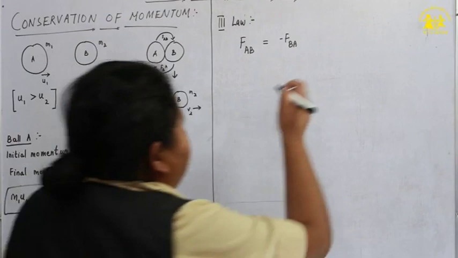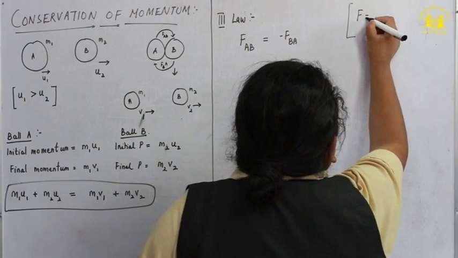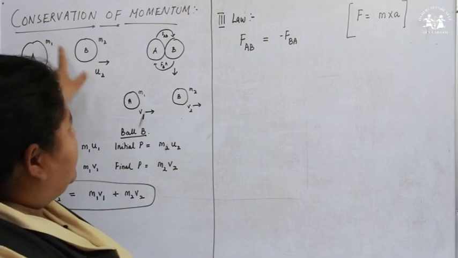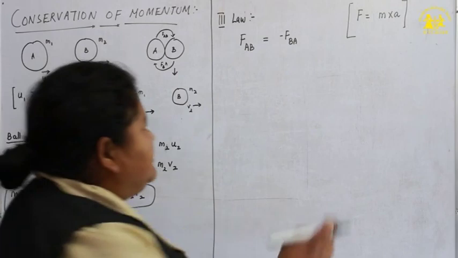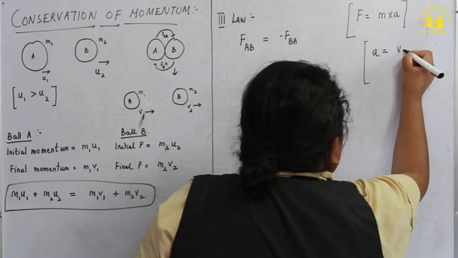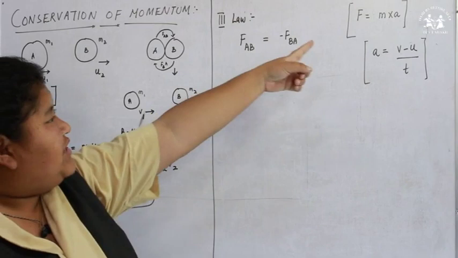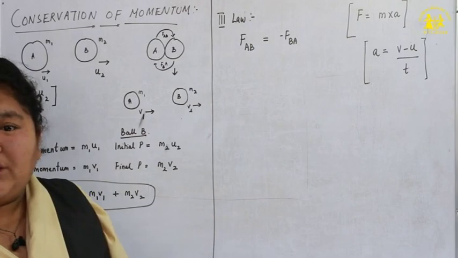Now that we know Newton's second law of motion, we derived an expression F is equal to M into A. But then we can find the acceleration, right? Acceleration is given by the formula V minus U divided by T. Force is directly proportional to the rate of change of momentum. So we are going to use the formula here.